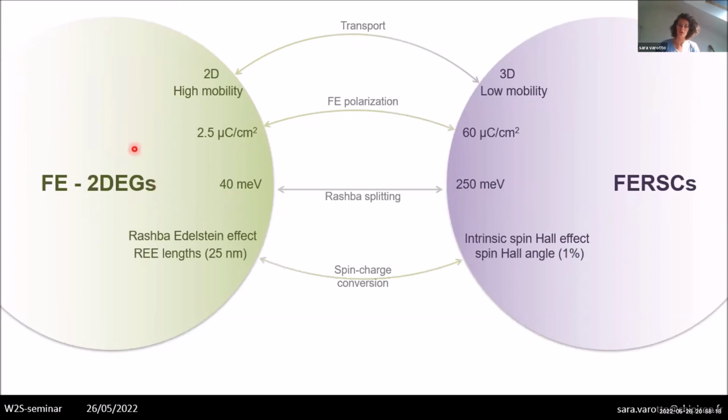In the case of the ferroelectric two-dimensional, we have a Rashba-Edelstein effect, which shows record Rashba-Edelstein length, and this is due to the fact that high mobility amplifies the Rashba splitting effect, so the alpha parameter, let's say, to give very long Rashba-Edelstein lengths. And in the case of FERSC, we don't have very nice conduction, but we have a giant Rashba. So this is the main difference I can see.